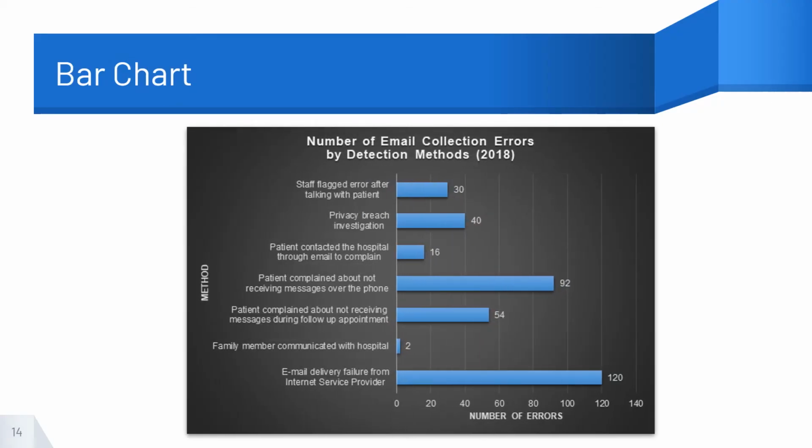This chart lists the 7 ways incorrect emails are detected, with the most common method being an email delivery failure notification from the Internet service provider. Although an incorrect email address may not be the only reason for the error, this is still an indication that the email was undeliverable. Fortunately, these notifications are returned promptly to the sender, so action can be taken immediately.